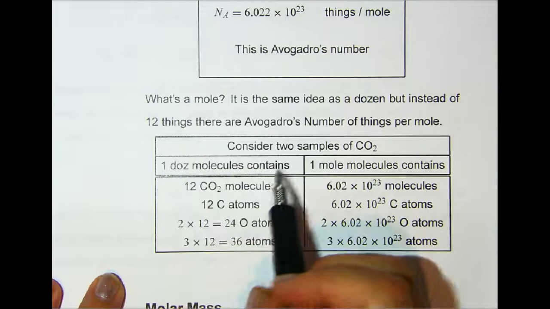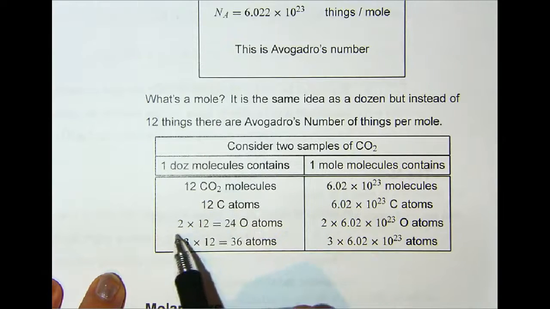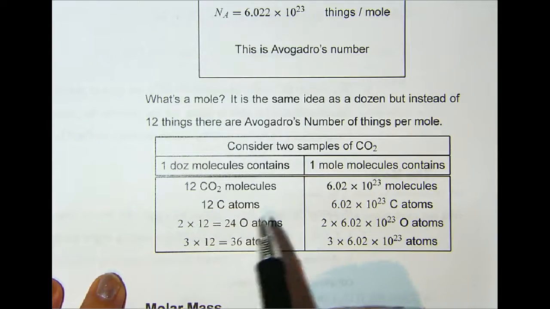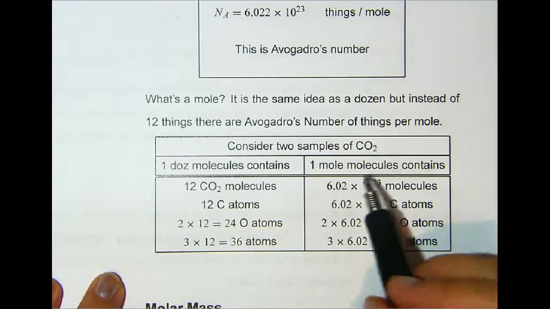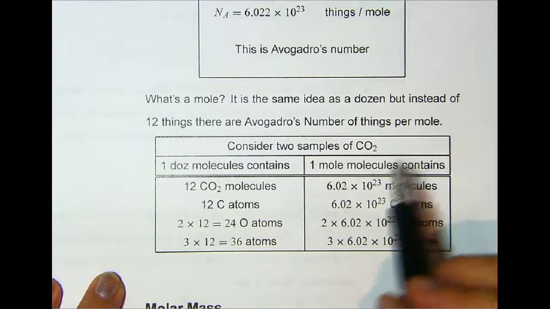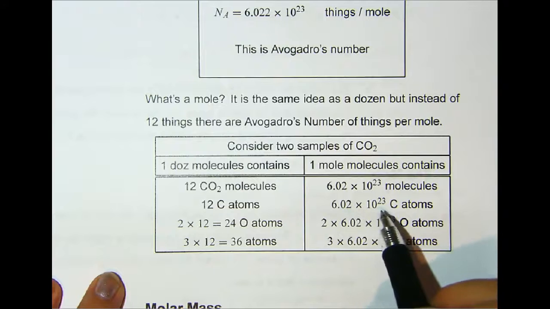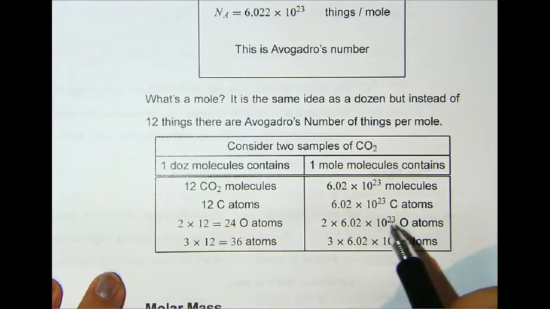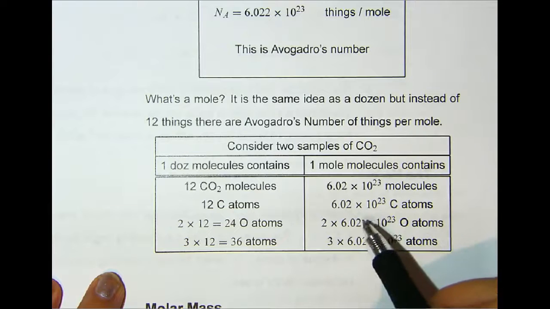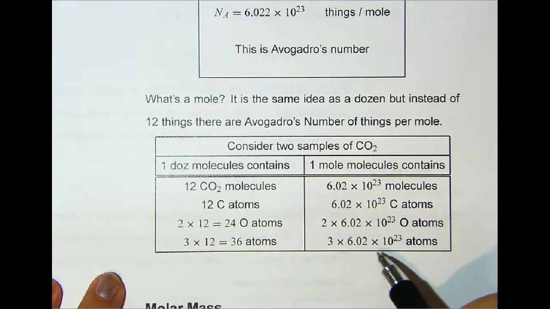1 dozen molecules would have 12 CO2 molecules, 12 carbon atoms, 2 times 12 is 24 oxygen atoms, and 3 times 12 is 36 total atoms. If you had 1 mole of the molecules, you would have 6.02 times 10 to the 23rd molecules, 6.02 times 10 to the 23rd carbons, 2 times 6.02 times 10 to the 23rd oxygen atoms, and a total of 1, 2, 3 times 6.02 times 10 to the 23rd atoms.